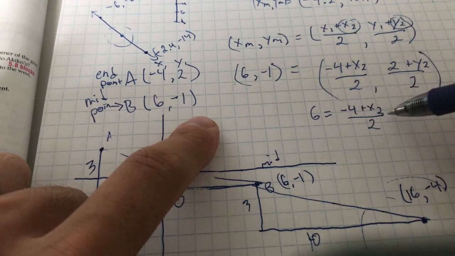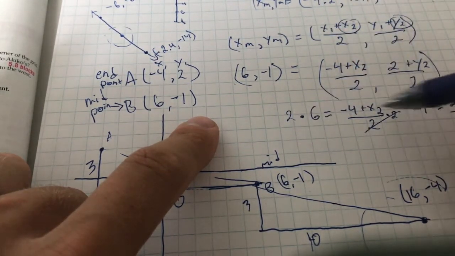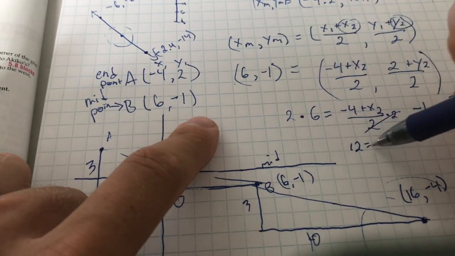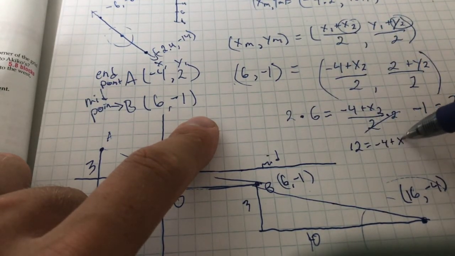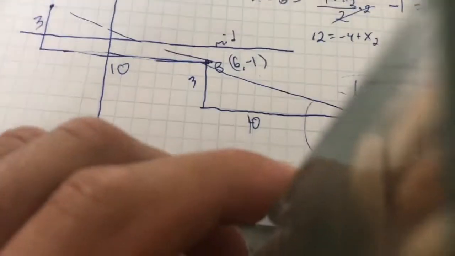We're going to solve. We're going to multiply both sides by 2. It's a 2-step equation. These are going to cancel. I'm going to be left with 12 equals negative 4 plus X2. Move the camera over here.